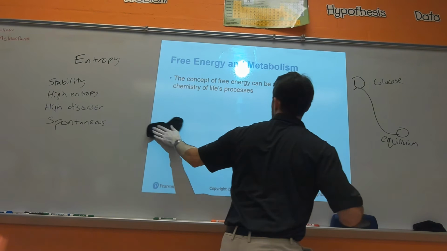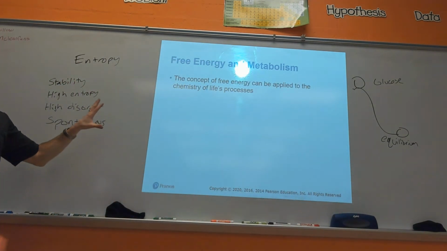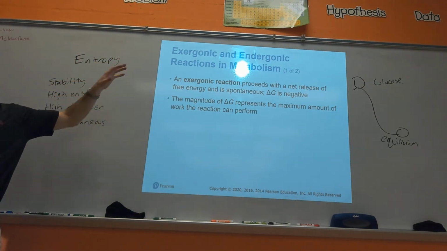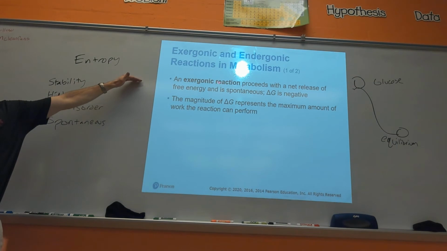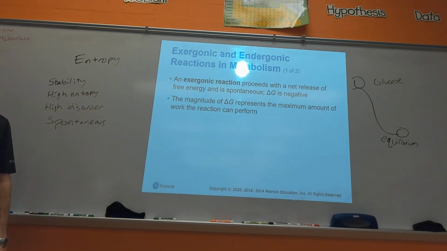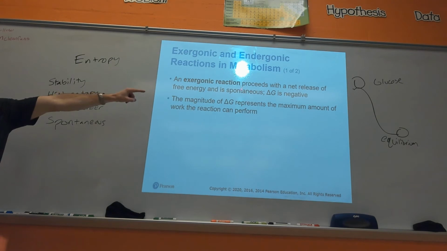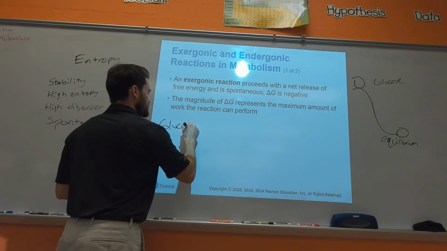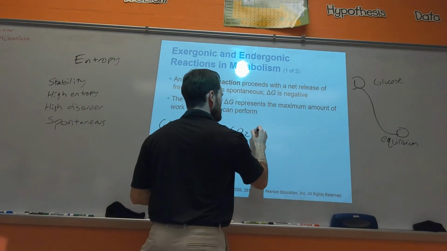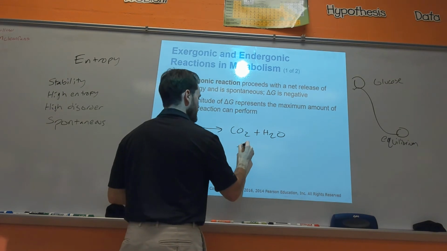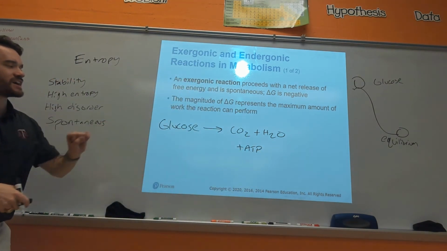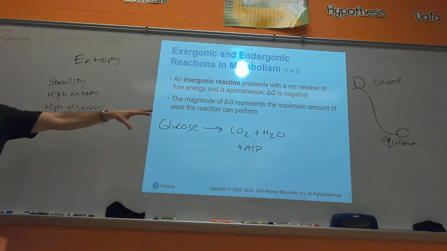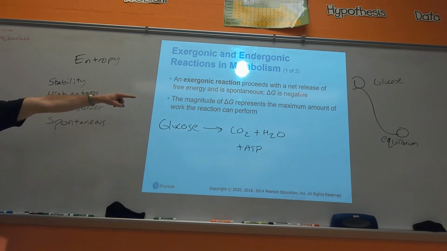All right. So this is getting to some examples here. We talked about endergonic, exergonic. So this is connecting those concepts. An exergonic reaction has a net release of free energy. It is spontaneous, and delta G. This would be like glucose being broken down into CO2 and H2O, and then we get our ATP. That would be an exergonic reaction that happens spontaneously. You're going from more order to less order. The universe wants that to happen. That is a negative delta G.